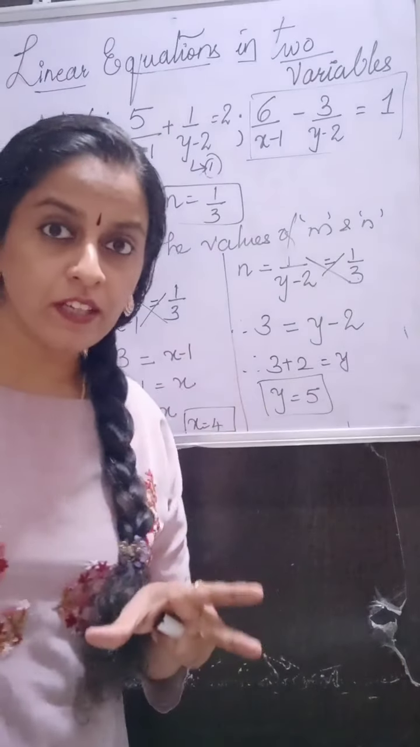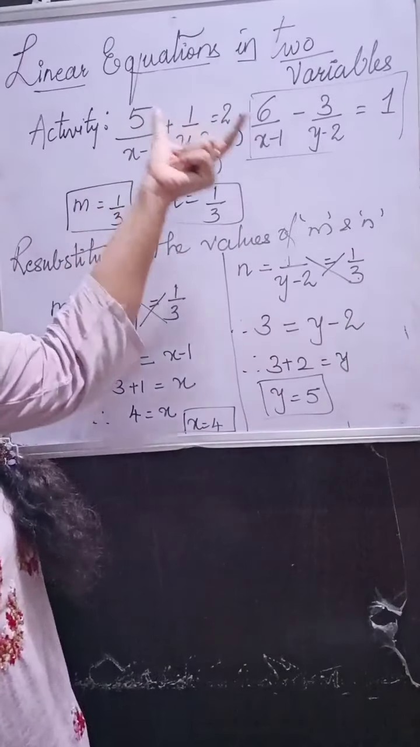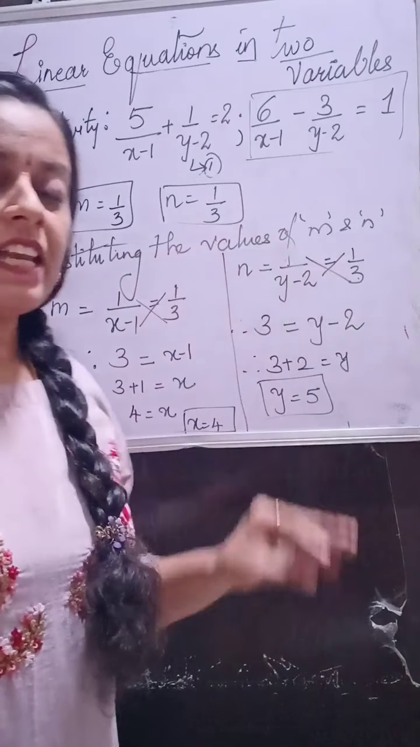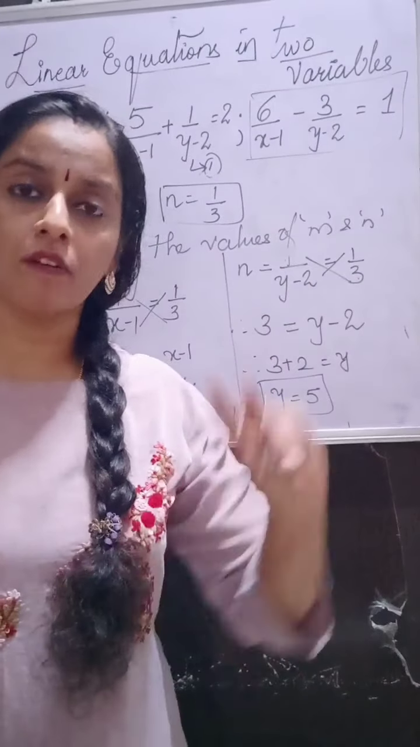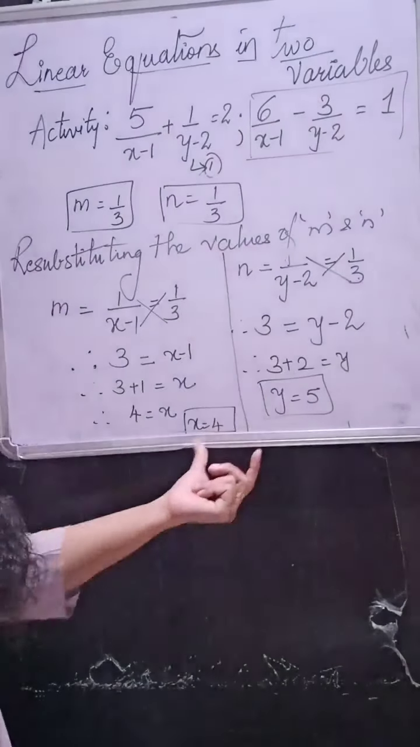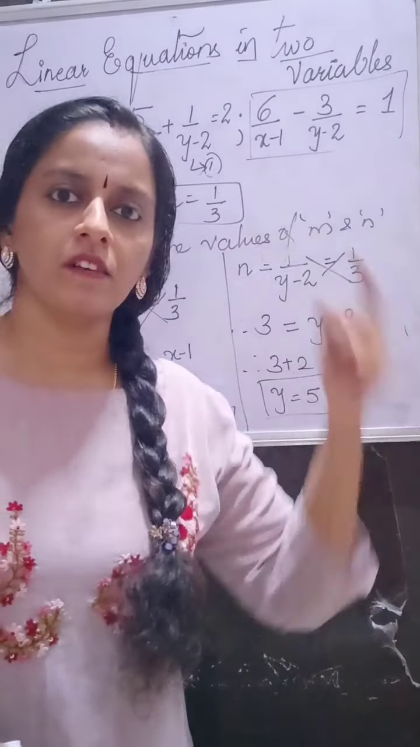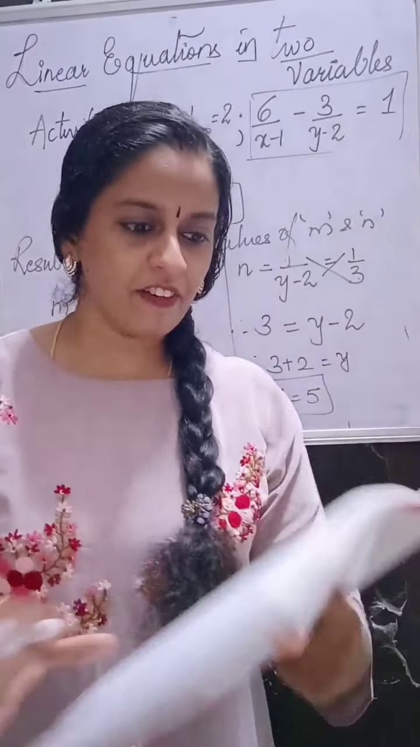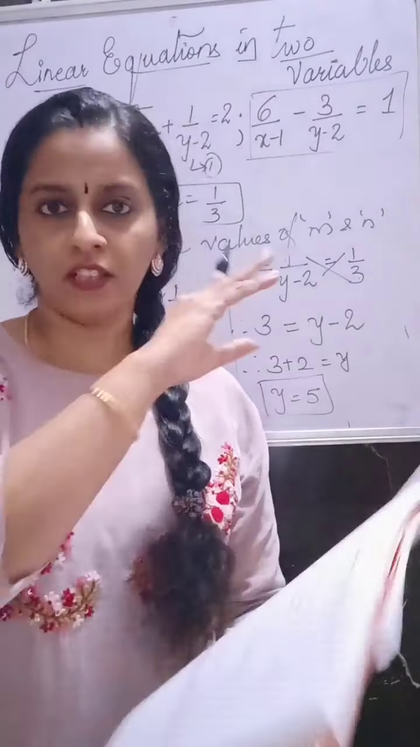Okay, I hope you understood. First we converted non-linear equation into linear equation. Then after getting the values of the variable, we resubstituted the values and we got the correct solution of the variables. Done? Now in the activity part they have asked, we got the solution.